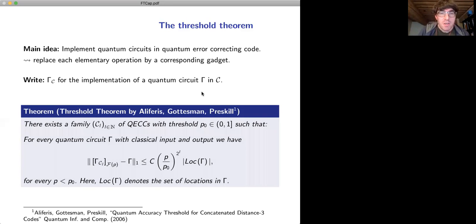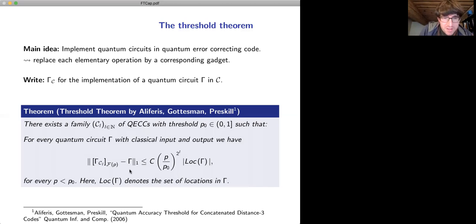It's the threshold theorem in the version by Aliferis, Gottesman, and Preskill, and there have been earlier versions by Aharonov and Ben-Or, for example. So there exists a family C_L of quantum error correcting codes and a threshold p0, which is a number greater than zero, such that for every quantum circuit gamma with classical input and output, we have the following inequality. So let's go through this.